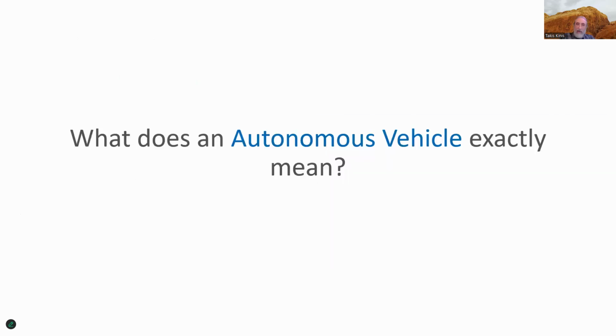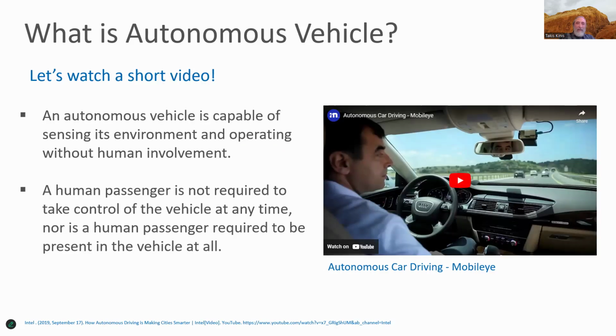Interesting, right? All right, so what does this exactly mean? I'm going to flip on the video here, but it's basically capable of seeing and sensing its environment without humans being involved. The passengers in the vehicle don't have to do a darn thing. It can do everything on its own. It's kind of weird. I'm going to click on the video.